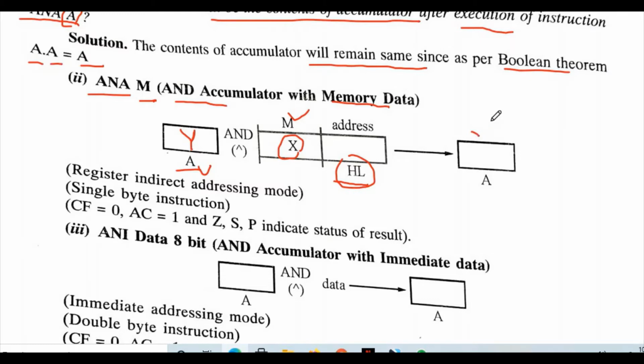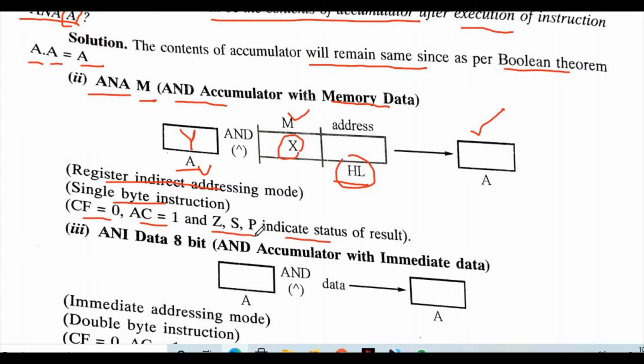Addressing mode of this instruction is register indirect addressing mode. It is a single byte instruction. Carry flag will always be 0, auxiliary carry will be 1, and depending upon the status of the result, the zero flag, sign flag, and parity flag will give the status.